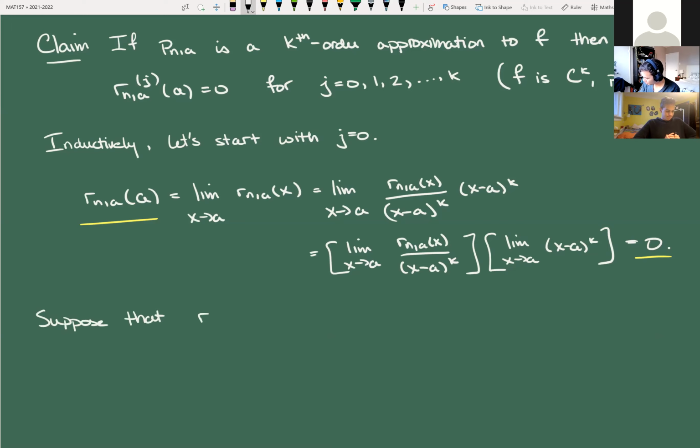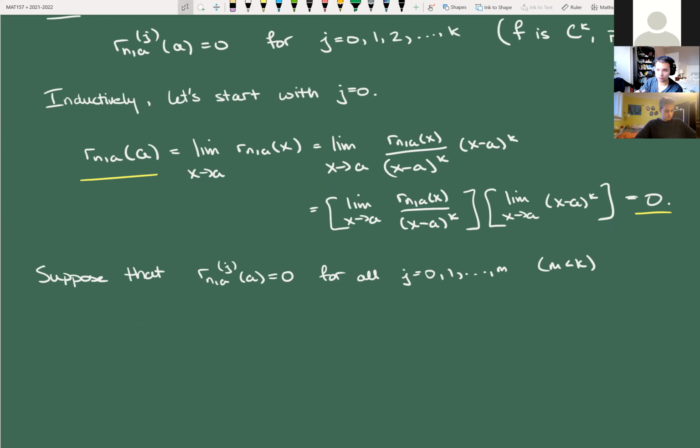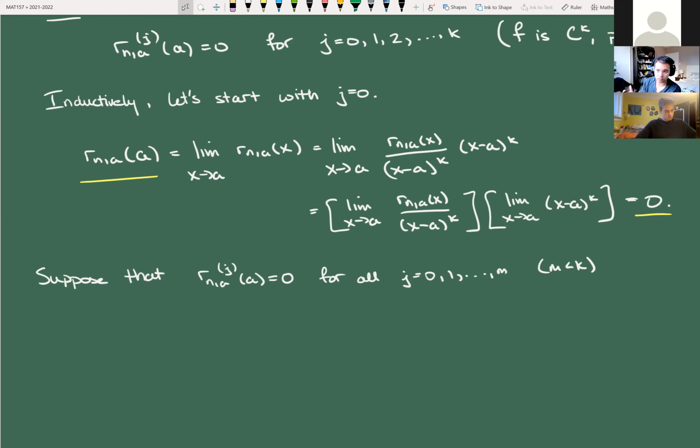that, so we're actually going to use strong induction. R_n,a to the j of a is equal to 0 for all j equals 0, 1, up to, I need another letter, let's maybe say m, and here m is less than k. So now I'm going to assume that all the derivatives up to the point m are 0, right? So this is the principle of strong induction. Hopefully you've seen this. If you're taking 102, you might have done it. We don't usually do too much strong induction in this class. This is probably the only point where we're actually going to do it, but this is a strong induction proof.